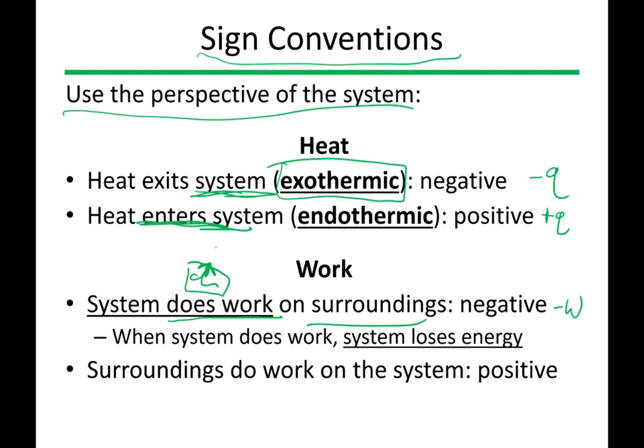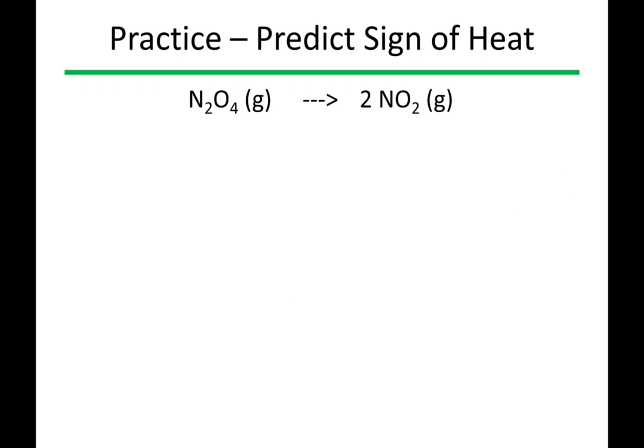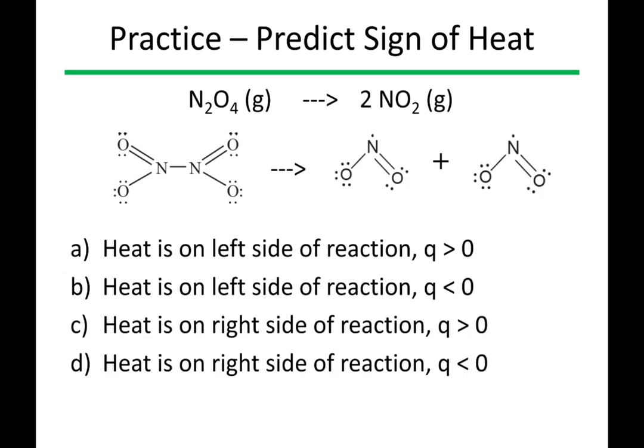When the surroundings are doing work on the system, that means we're adding energy to the system, and so that would be a positive sign for work. So let's do a little bit of practice with this, predicting these signs. So first, let's predict the sign of heat for this reaction. When you're doing this, again, think about how we're talking about the combustion of methane and the idea of breaking and reforming bonds.